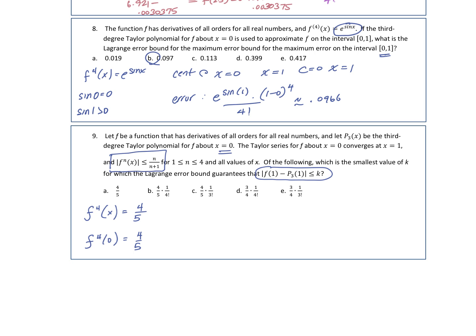So now we can go to our error formula. This is the max value that we need to find. They're giving it to us, it's right here. So I'm going to say 4/5. And then we're going to get x minus the center, so 1 minus 0 to the 4th power over 4 factorial. So we get 4/5 times 1 over 4 factorial. So the answer is B for this one.